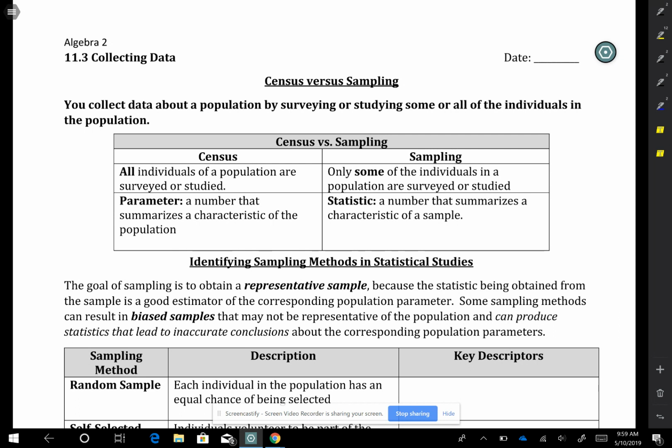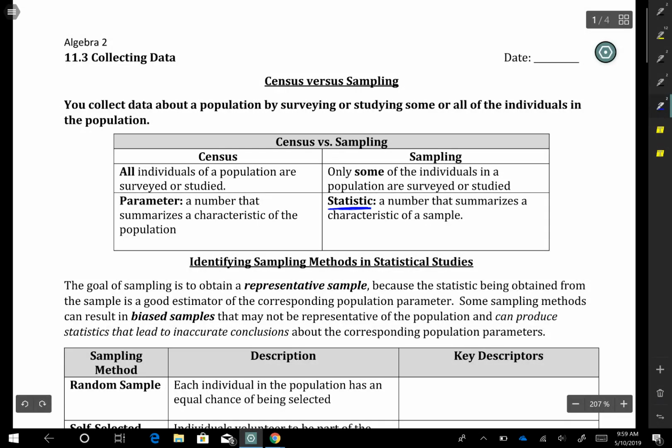Now, taking a census is very difficult, as you can imagine. If we wanted to ask everybody in the United States, that's pretty much impossible. So a lot of times we take just samples of the population to do that. So that's when we only ask some of the individuals in a population, and then we use that value to make a prediction about the entire population. So this is where statistics comes from. Statistics is when we are using a sample to make a prediction about a population. So that number we get from our sample is called a statistic, and we're going to use that number to summarize what we feel would be true of the population.